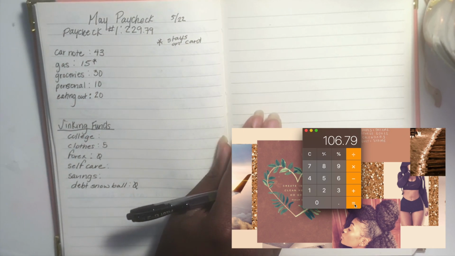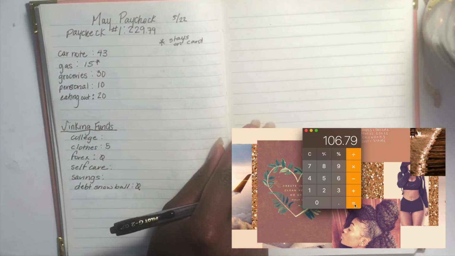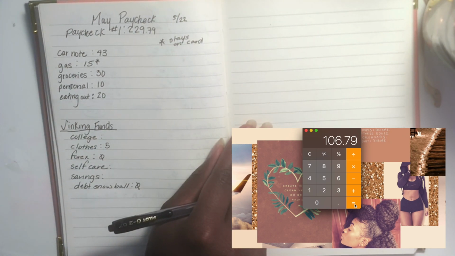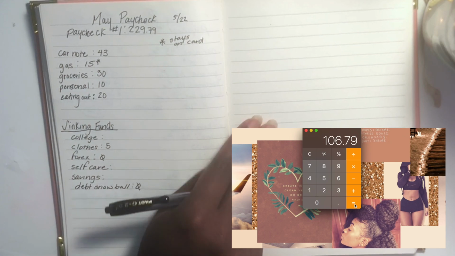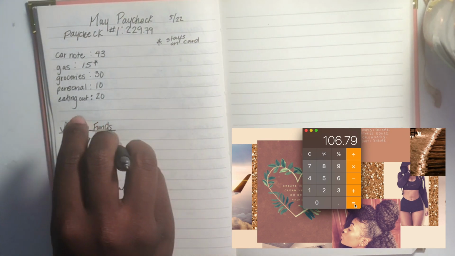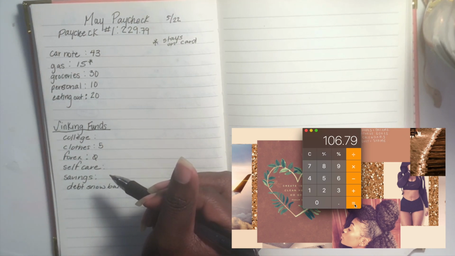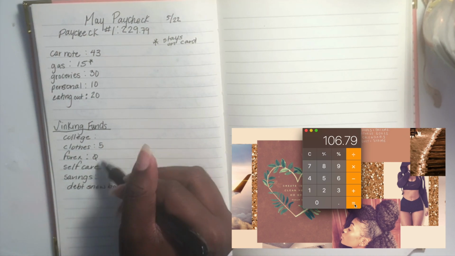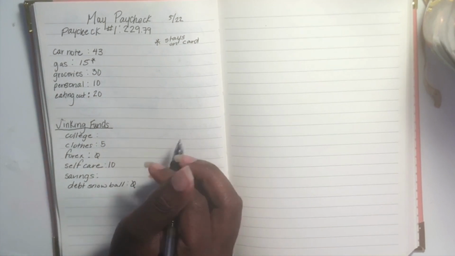Okay, so now I see that I have $106.79 left, and I really want to prioritize my college fund because this will be my first time moving out and I'm moving into an apartment. So this will be my money that I use to like get pots and pans and a bunch of stuff that I need for the room. So I really want to fund college a lot. And then self-care, I went to my wax lady, so I need to build my self-care fund back up. Okay, so I gave myself $10 for self-care.